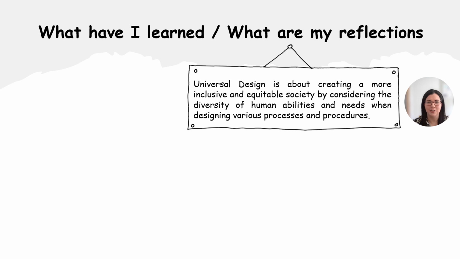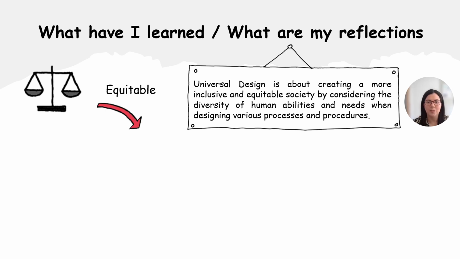My understanding of universal design is about creating a more inclusive and equitable society by considering the diversity of human abilities and needs when designing various processes and procedures. So with keeping this in mind while carrying out the redesign, the following include some of the key findings from my own reflections. Firstly, everything should be equitable. All processes and procedures should be designed so that they are accessible to all individuals.